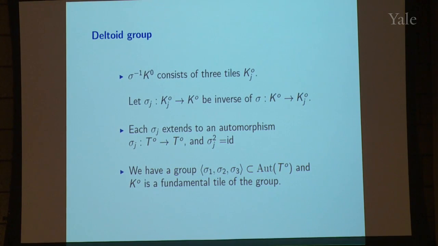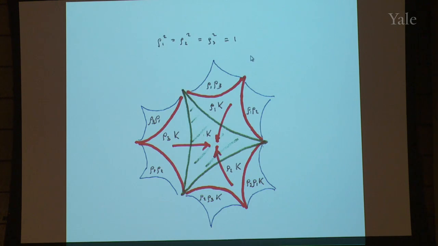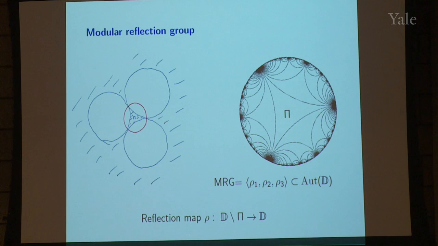Okay, so now I want to introduce a group structure in the tiling set, so it's pretty clear. Let's just see that the picture is completely isomorphic to the modular reflection group. So what's a modular reflection group? I'm not sure if I use the right terms, but that's what. We have three tangent circles, so the left picture.